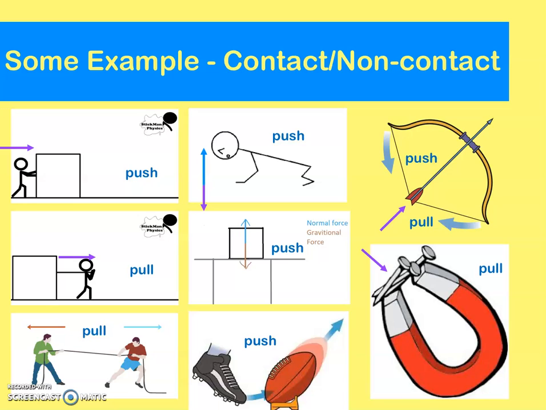When we get to the table, you will see that we have labeled gravitational force. That is because we cannot see the force. It is a non-contact force of gravity that is holding the box on the table.